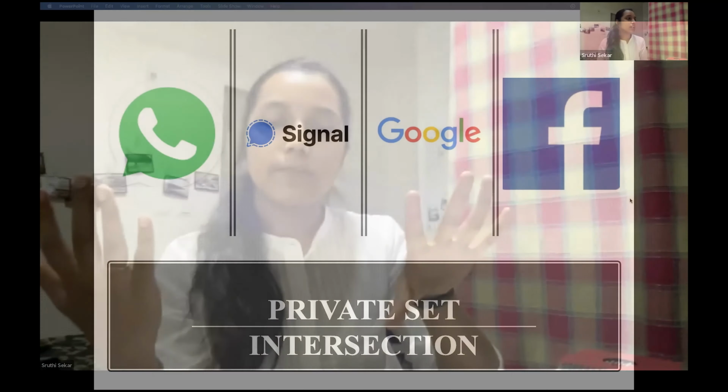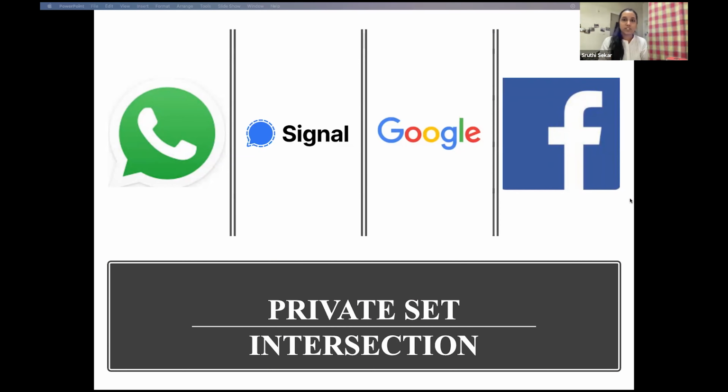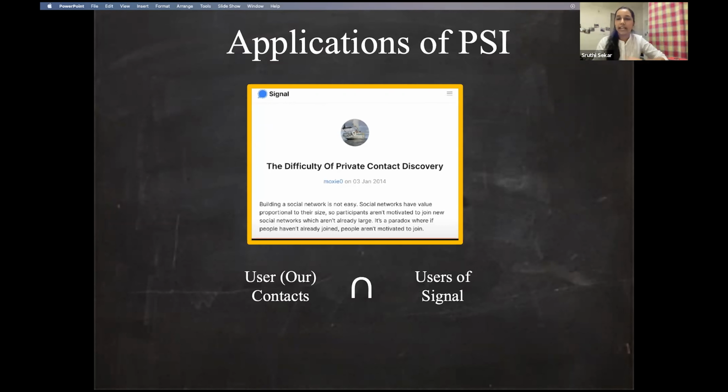This is the problem called private set intersection. And it is used by a lot of current companies. Currently in talk would be Signal, WhatsApp, but also Google, Facebook, and everything. Neither I want to leak the set of my friends who are not on Signal to Signal. And likewise, Signal also doesn't want to leak the information about its users, right?